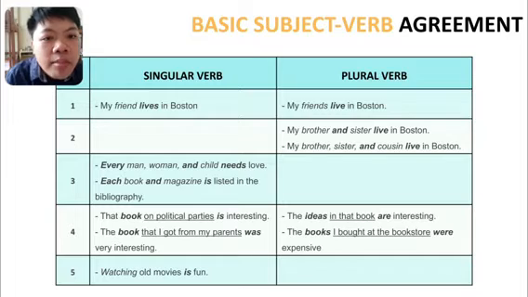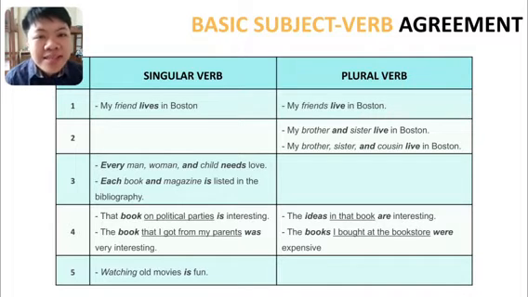Okay, so for number 4, that book on political parties is interesting. The ideas in that book are interesting. Okay, so they have an underlying sentence. They are called interrupting sentences. Why? Because it interrupts your mind's thinking whether it is singular or plural.